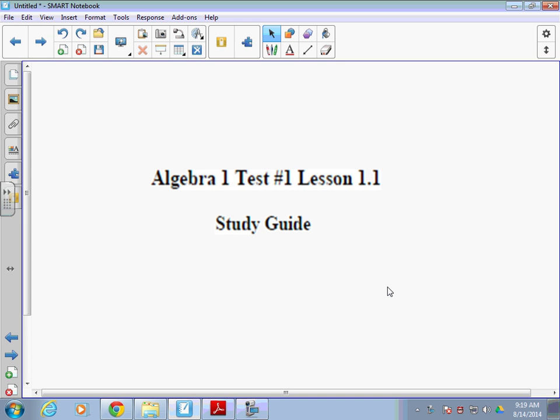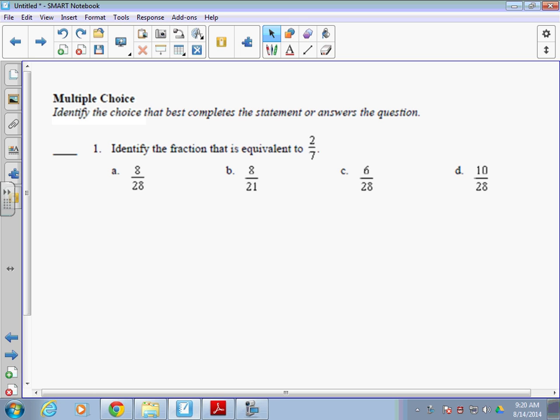Okay, today we're looking at Algebra 1. This is test number 1. We only finished through lesson 1.1, but this is our study guide for our test. Number 1 says to identify the fraction that is equivalent to 2 over 7. And you have 4 different problems that you can choose from.